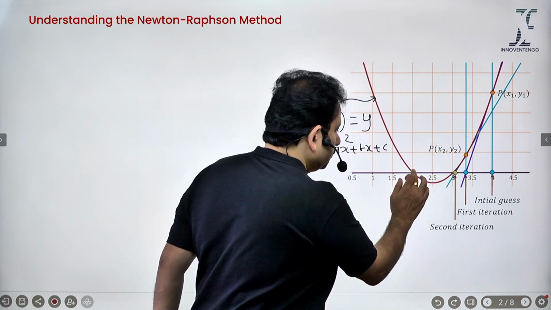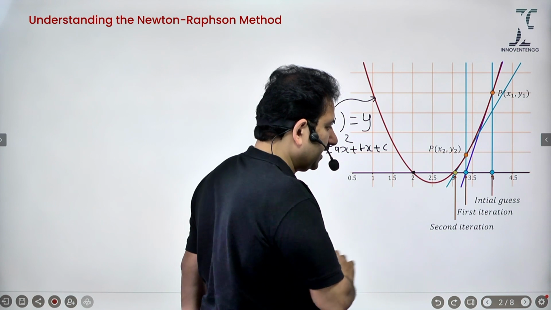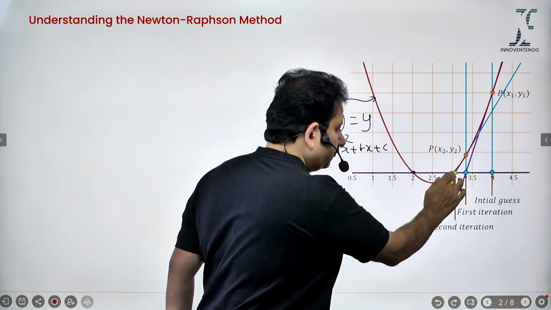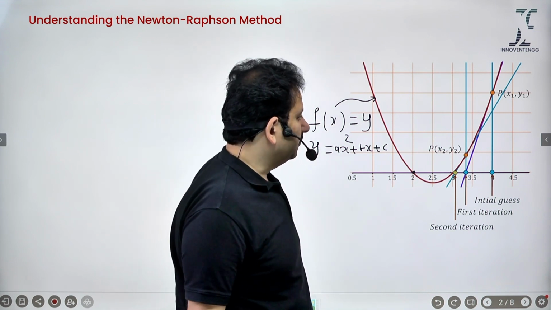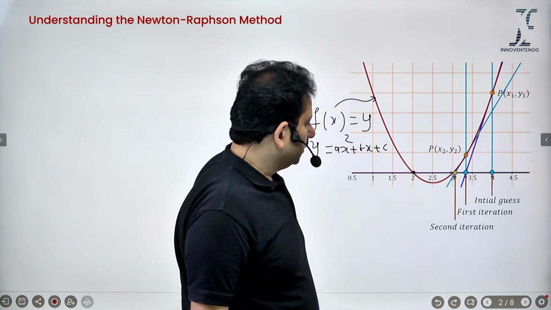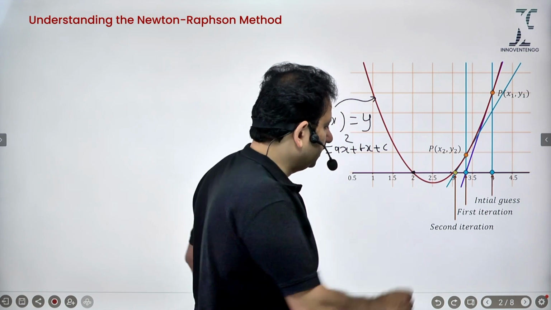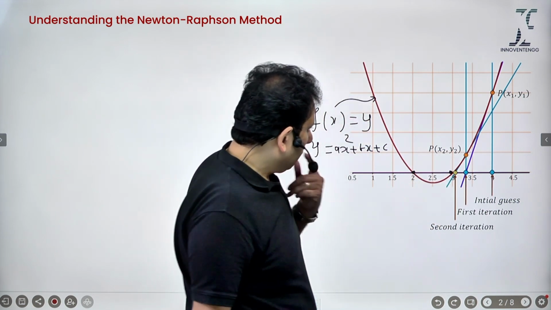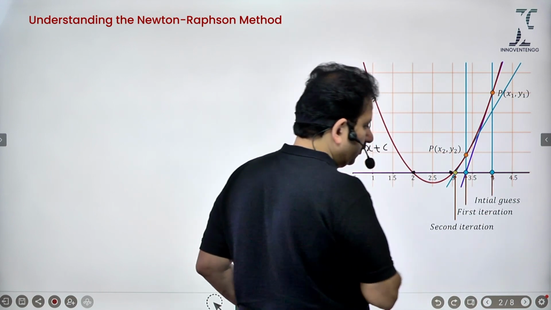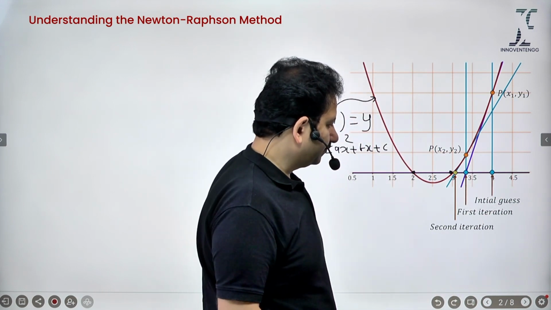That is, there are two roots. One is this, it is crossing the x-axis, and another root which is over here, there also it is crossing the x-axis. These are the two roots which we'll have to find. Now I am trying to find this particular root, and I am starting at this particular point, as my initial guess.